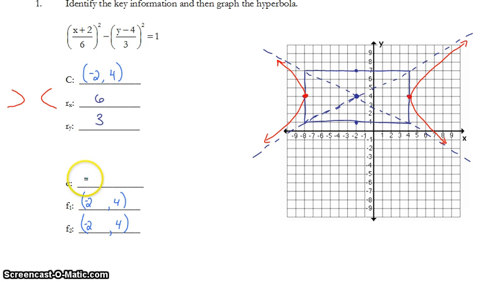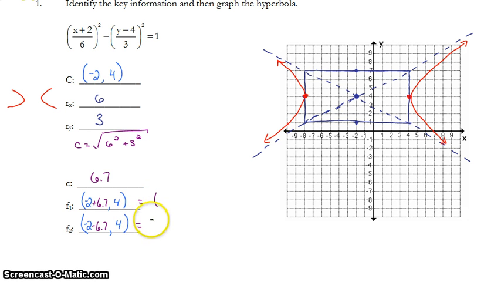Now I do want to find the focal radius so I can actually plot down where our foci are located as well. That's where I take, I will do this in purple, my c is going to be equal to the square root of 6 squared plus 3 squared. So that's 36 plus 9. I square root that and I round to the nearest tenth. I get 6.7.